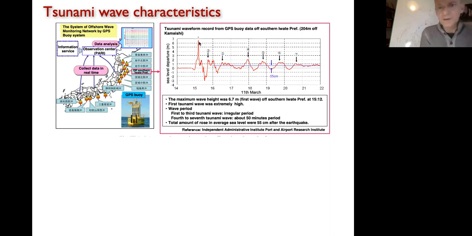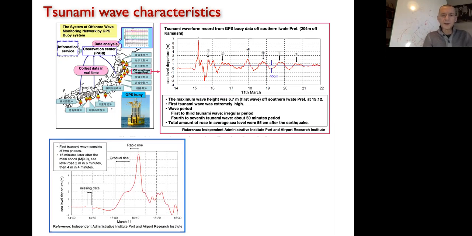Now, can we understand this? This is what we will try to do. So you see a typical tsunami waveform, very different from a seismic waveform. We can see here a sort of an inside vision of the first arrival. You see this gradual rise, then a rapid rise here. But look at the time. These are 20 minutes, so it's very long.